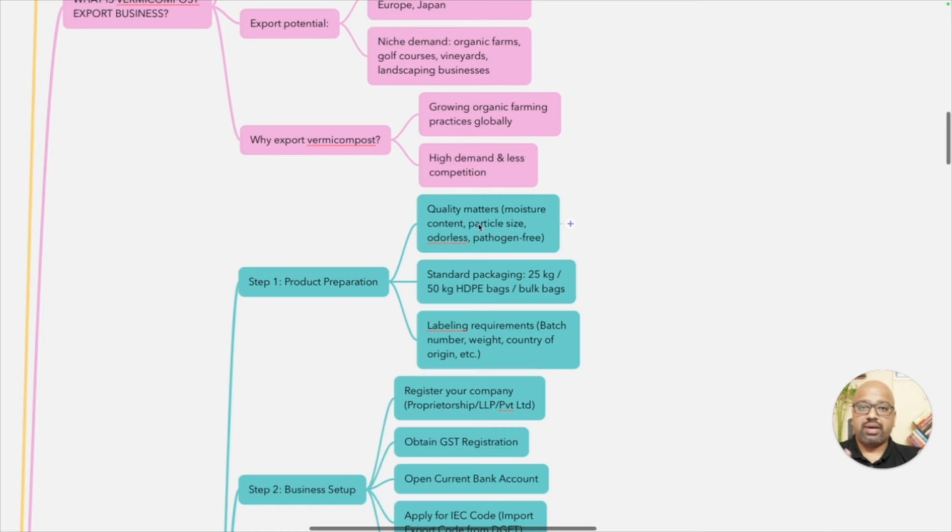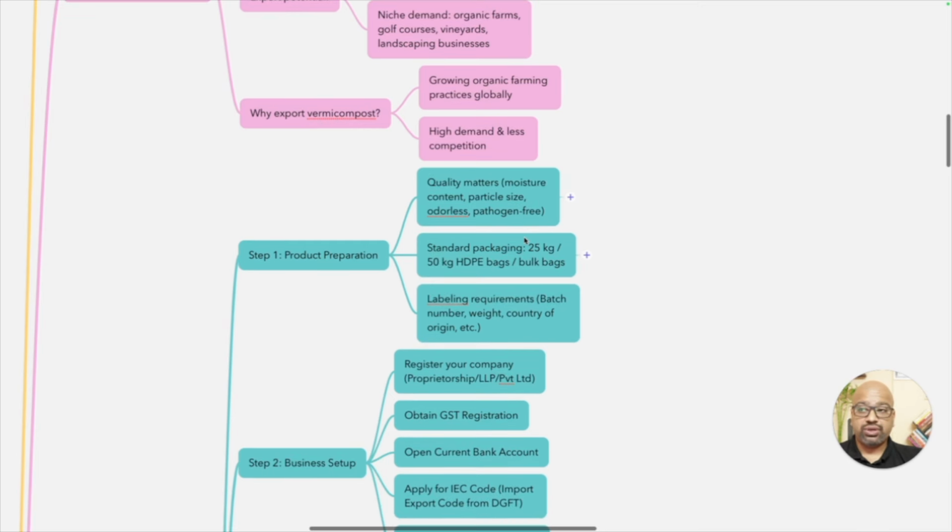If you're getting the manure, like the cow dung, it should have the right percentage of moisture, packaging sizes, and be odorless and all of that. That is something you need to check. Along with that, the standard packaging that we need to have is 25 kg to 50 kg.